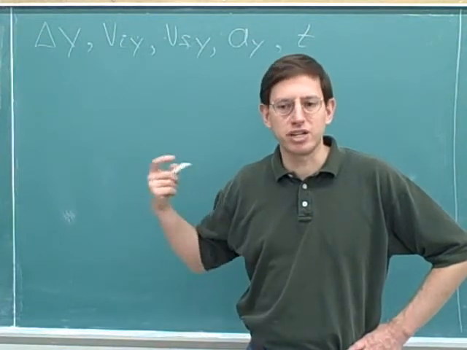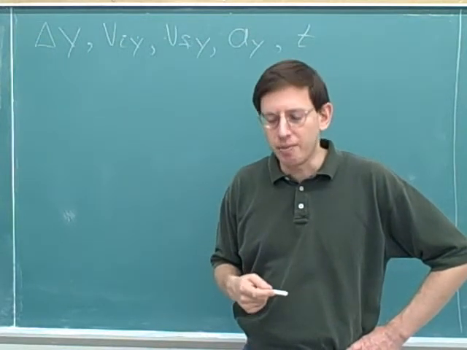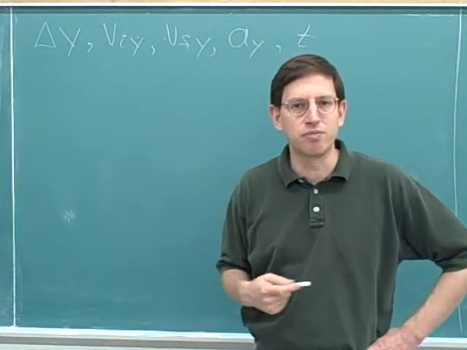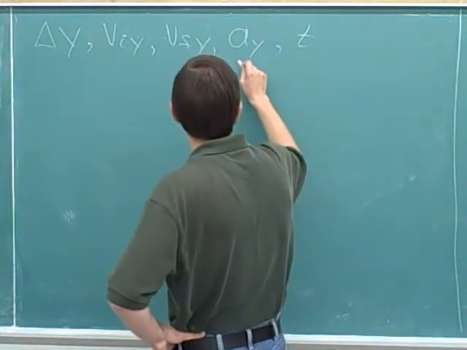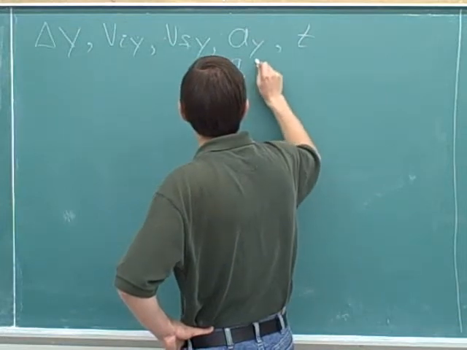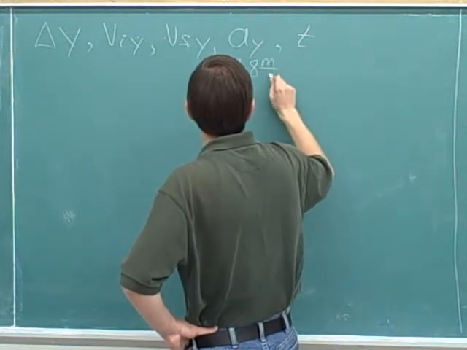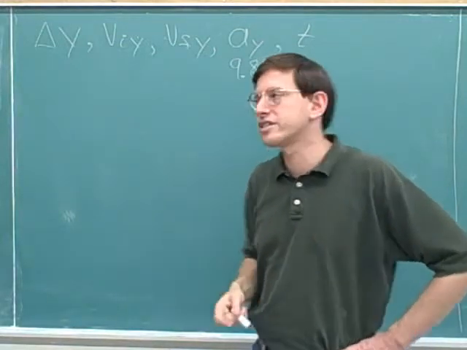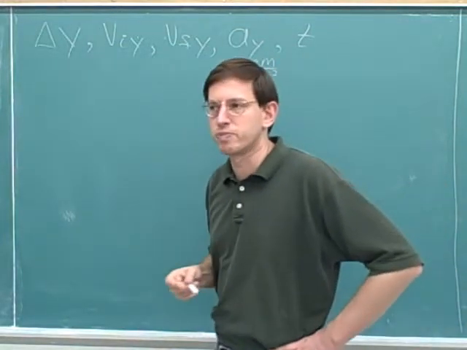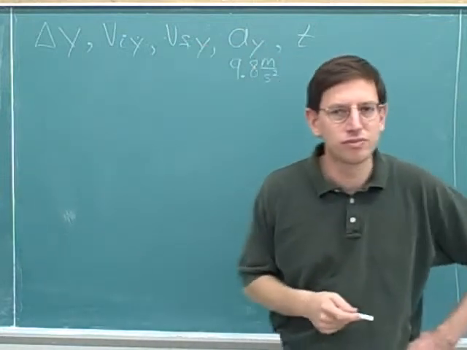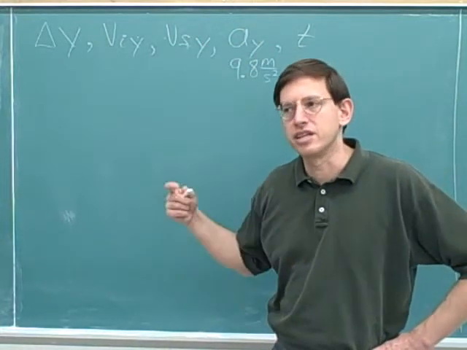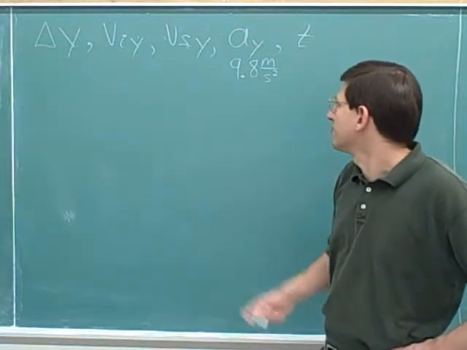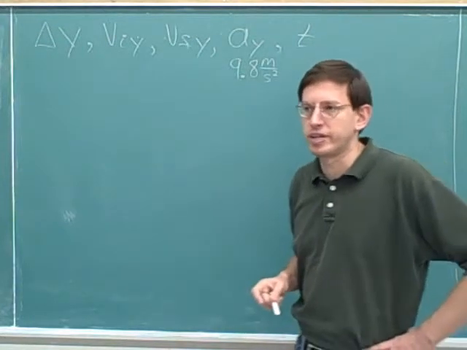Well, what is the acceleration from gravity? You might have already encountered the number that the acceleration from gravity is 9.8 meters per second squared. The acceleration due to gravity is a constant 9.8 meters per second squared. The force of gravity is constant on the projectile, so the acceleration from gravity is also going to be constant.